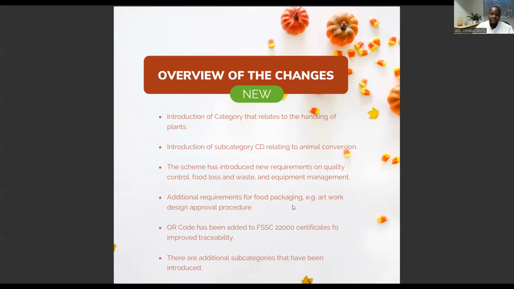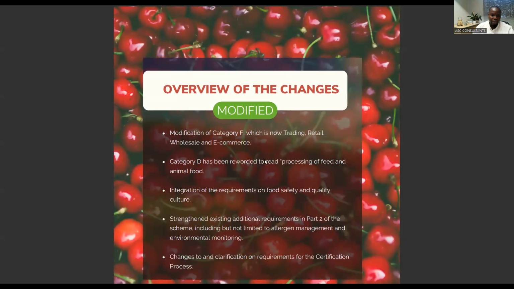And the sites that are certified to FSSC packaging for food materials, they've introduced requirements for artwork design and approval procedure. And then, of course, they've added QR codes for FSSC 22000 certificates to strengthen security and authenticity. There are also additional subcategories that have been introduced, and some have been removed. So we are going to go through that during the presentation. What has been modified? Modification of category F, which is now trading, retail, wholesale, and e-commerce. Category D has been reworded to read processing of feed and animal food.